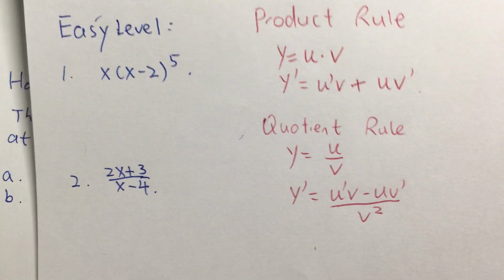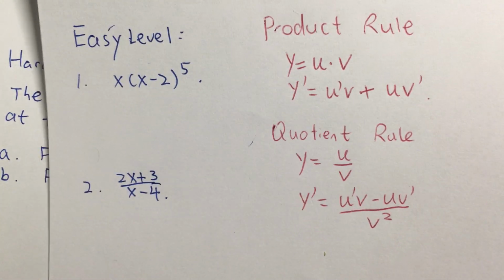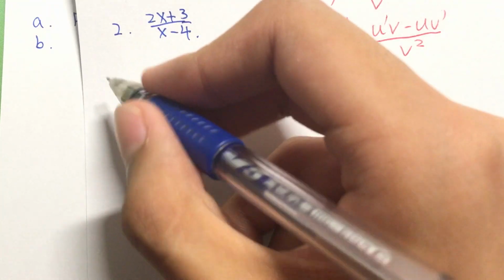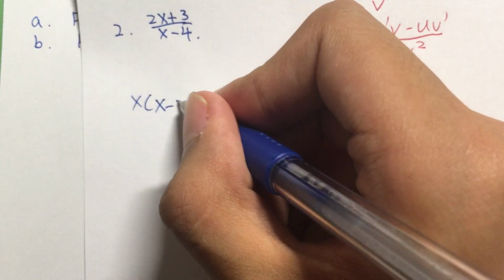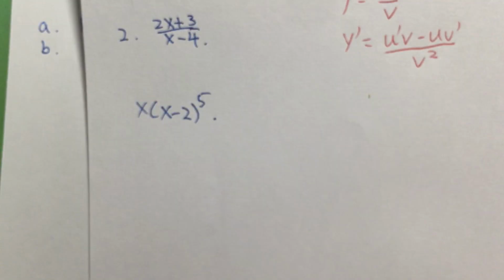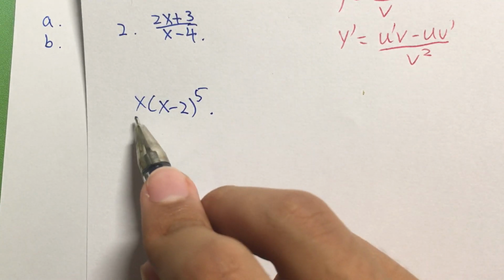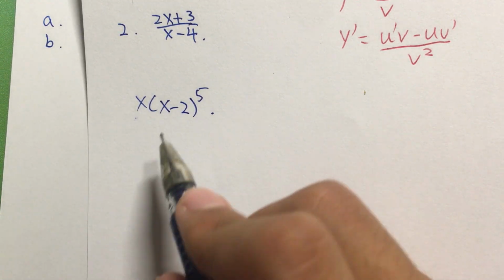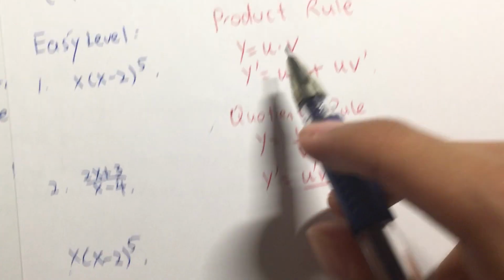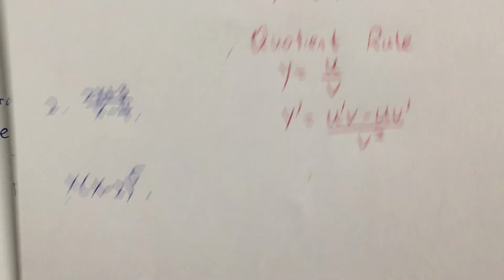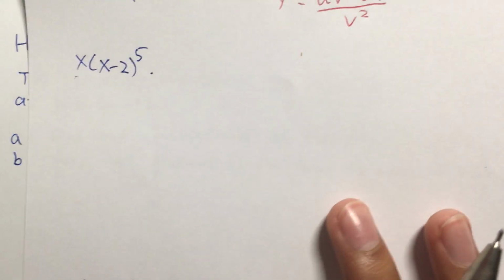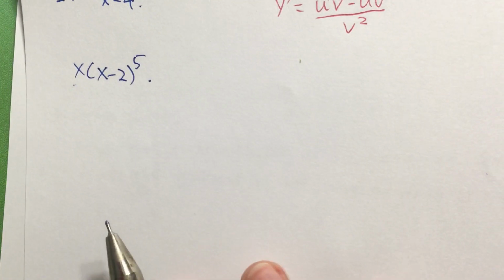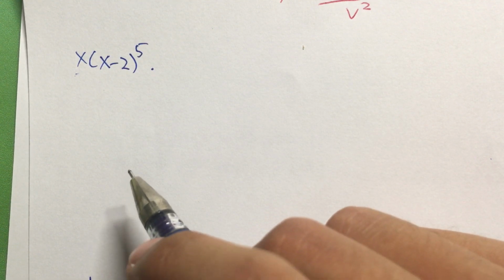Okay, so now we are going to do some easy level questions. Let's try the first one, which is x times (x minus 2) to the power of 5. Apparently this is two things multiplied together, so we should use our product rule. In the exam, if you see something multiplied together, you should use the product rule. If you see something divided, you should use the quotient rule.